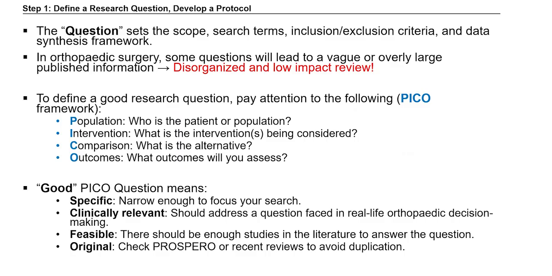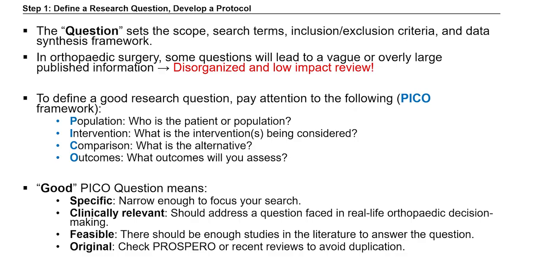As step one, we need to define a research question and develop a protocol. The question sets the scope, search terms, inclusion and exclusion criteria, and data synthesis framework. In orthopedic surgery specifically, some questions will lead to vague or overly large published information. If we bump into such questions and choose them for our systematic reviews, this might lead to a disorganized and low-impact paper. So this is something to avoid, and we will talk about it as we move forward.